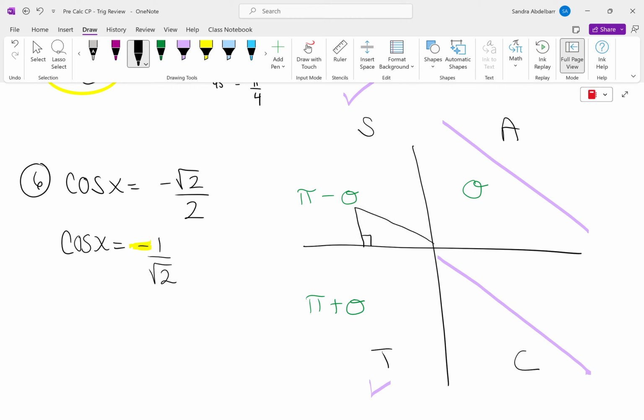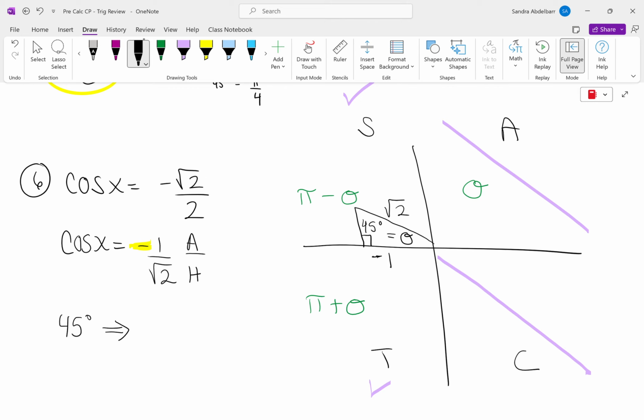Then you'd pick a quadrant and draw your triangle. You'd name this theta. And because this is cosine, this is the adjacent and this is the hypotenuse. So adjacent to theta is 1, the hypotenuse is 2. So this is the negative. And at this point, I hope you realize that theta must be 45 degrees.